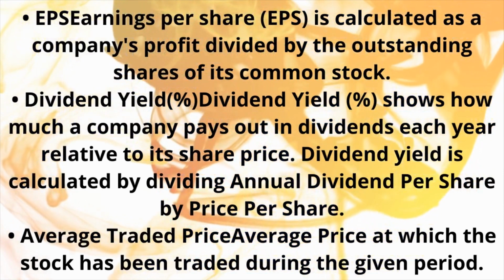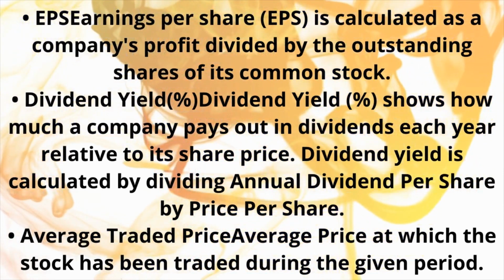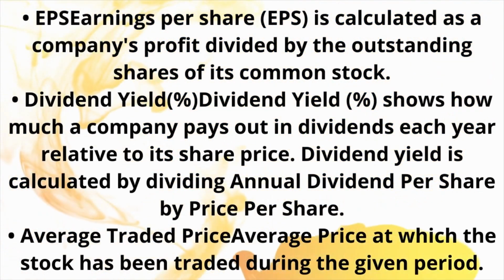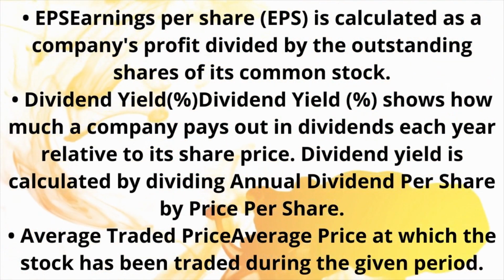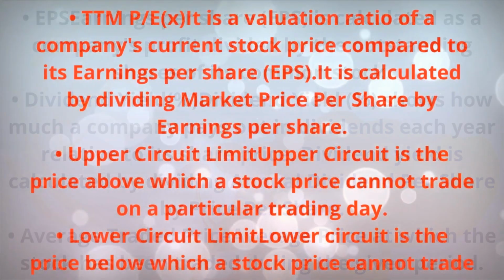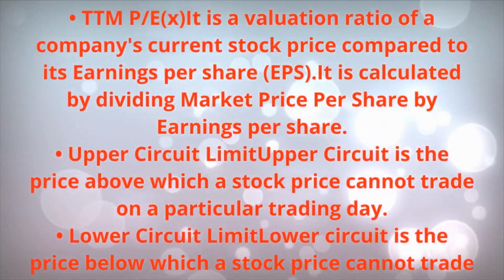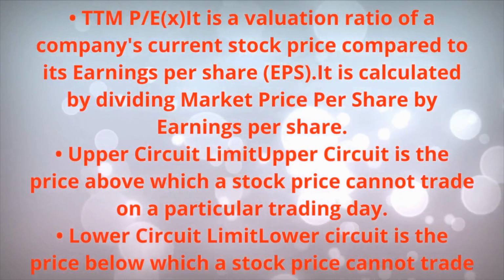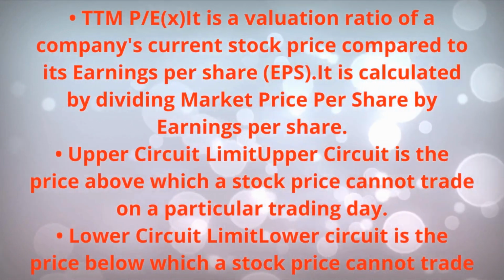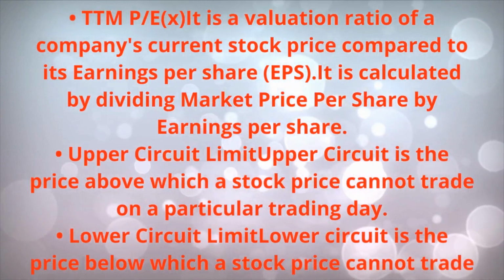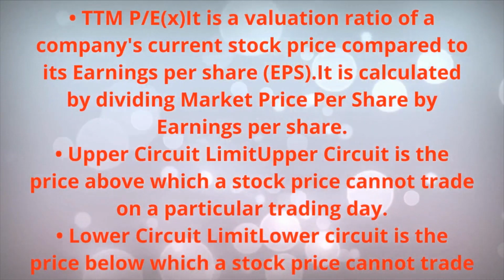Average traded price. Average traded price is the average price at which the stock has been traded during the given period. TTM-PE. It is a valuation of a company's current stock price compared to its earnings per share. It is calculated by dividing market price per share by earnings per share.